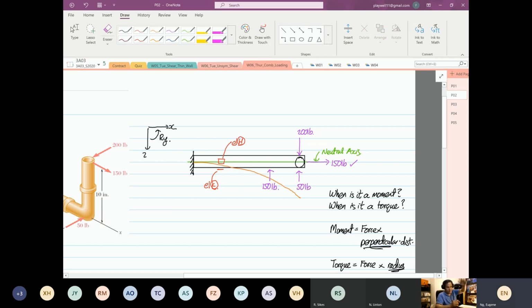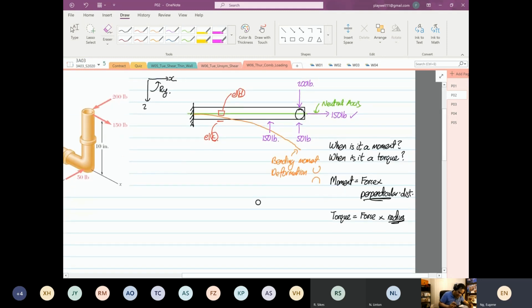So it's still under bending. Yes or no? Why is it still under bending? The deformation, I call this still under bending moment, because the deformation is either a smiling face or a sad face. You look at how the neutral axis deforms. Is it a smiling face or a sad face? So when that's the case, it's going to be a moment. So the moment will be about y.